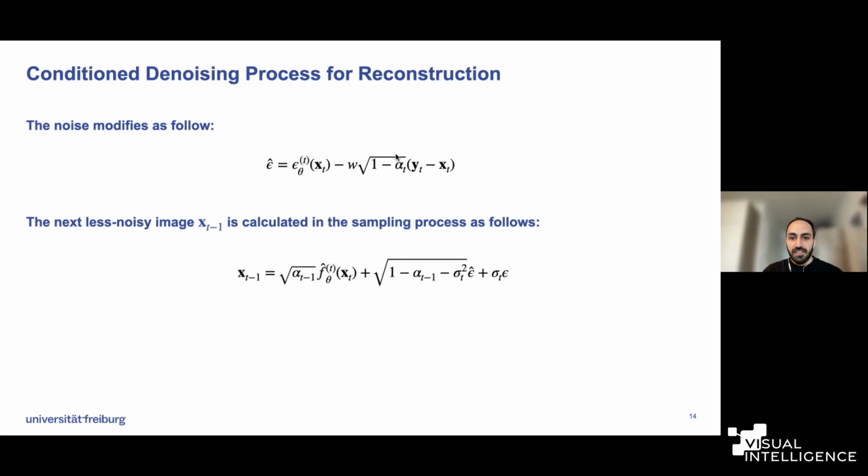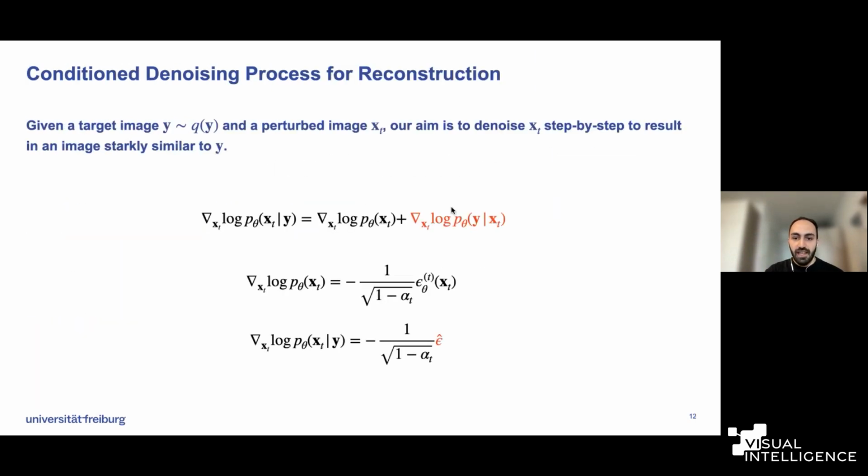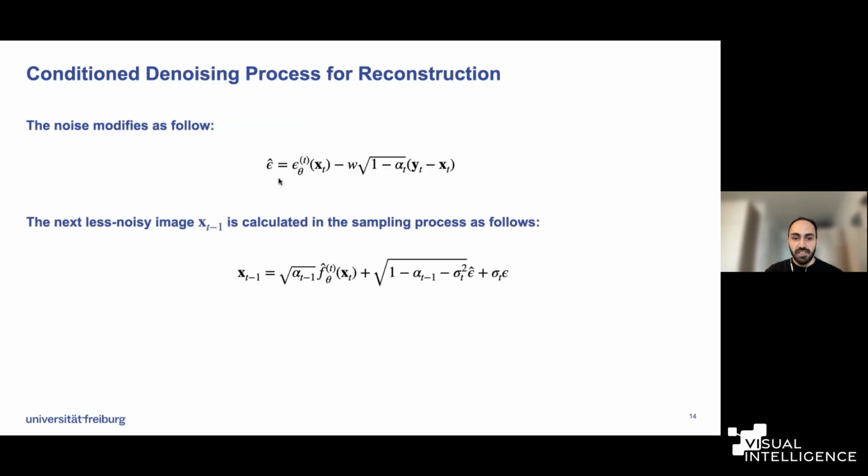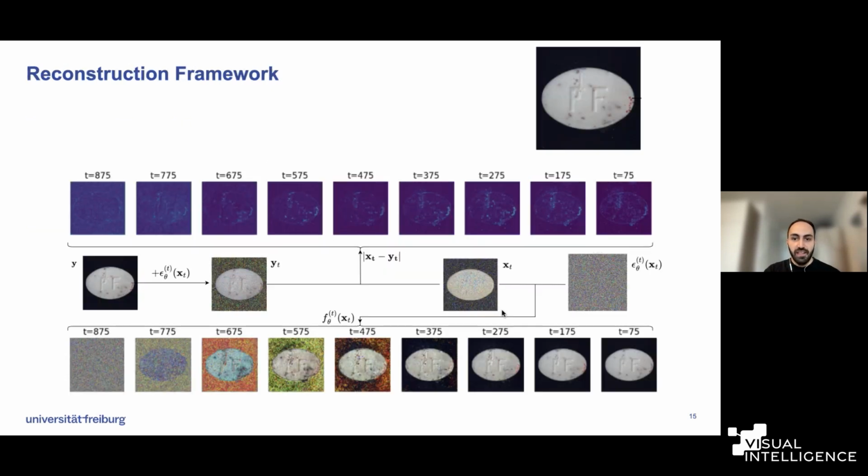Once we have this likelihood score function, we can plug in the defined terms in the formulation we had previously, and then we can reach the new noise. The new noise can be calculated based on this term. Then we can plug the new noise into our sampling process and jump from xt to xt minus 1, and now we know this sampling process is conditioned.